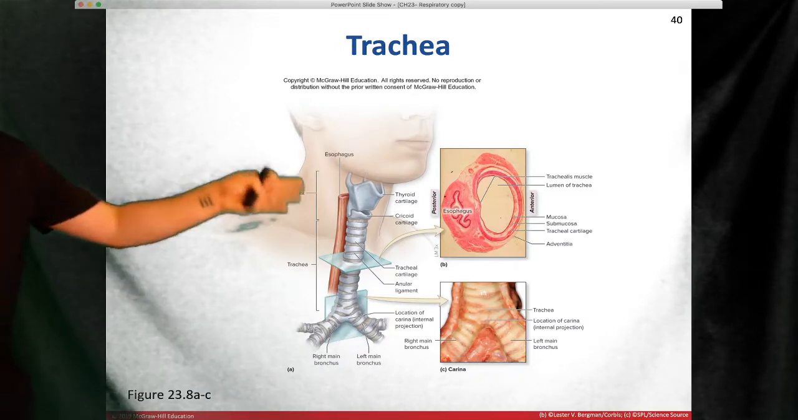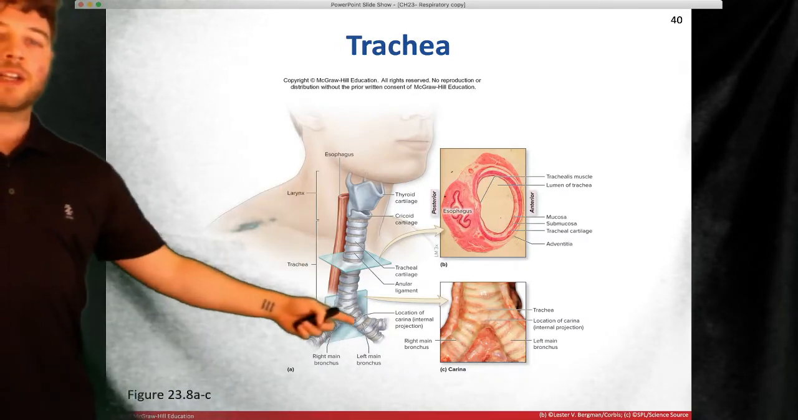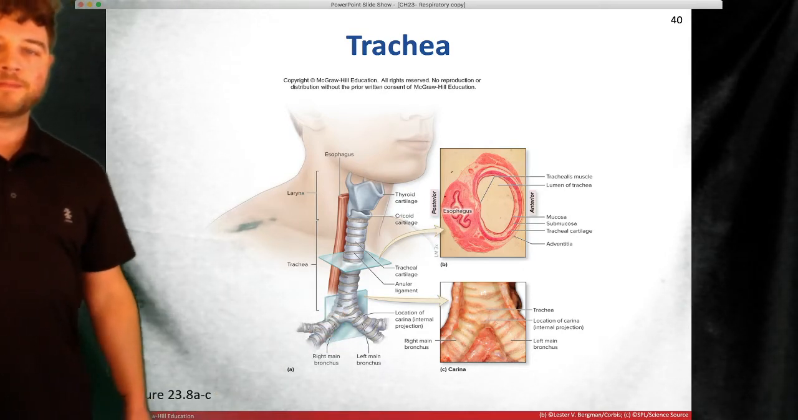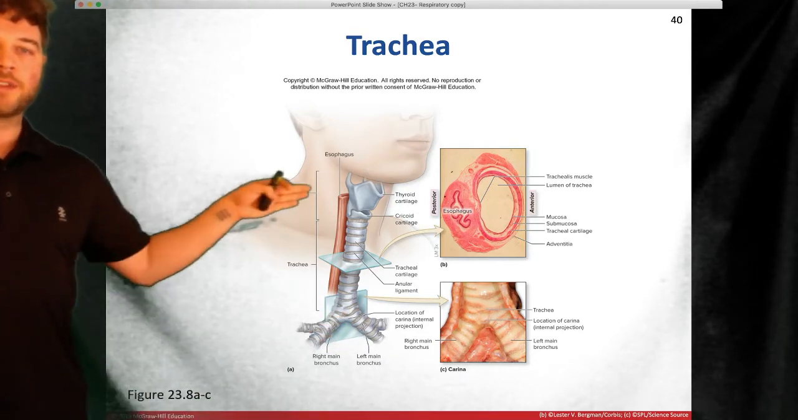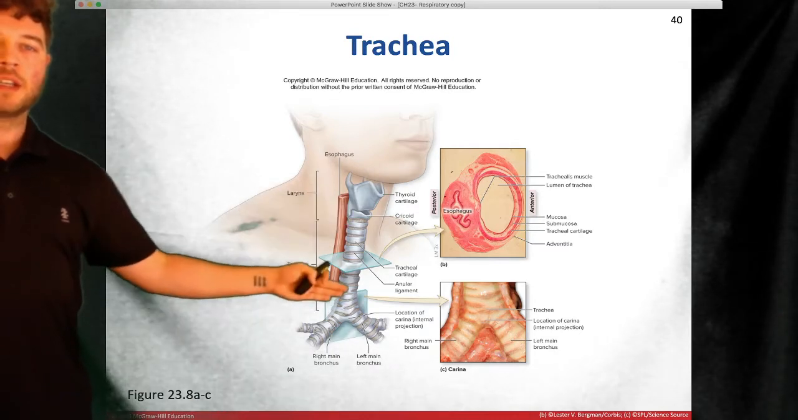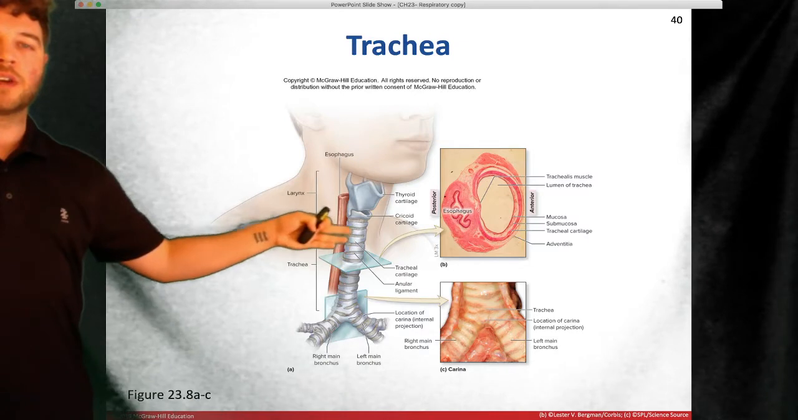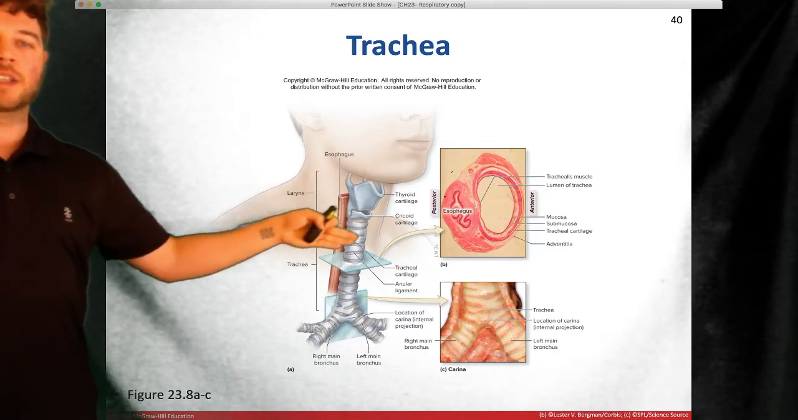Again, here is just a nice little representation of that. Right here at this split, that's where internally you'll have the carina. Again, you can see the esophagus posterior to the trachea. The trachea has this flat posterior portion where the rings don't fully connect, and so the esophagus can push up into it.